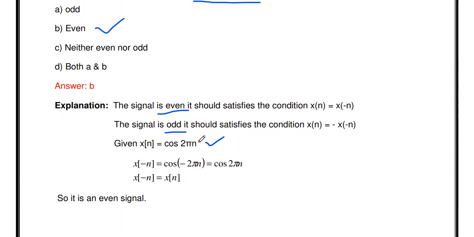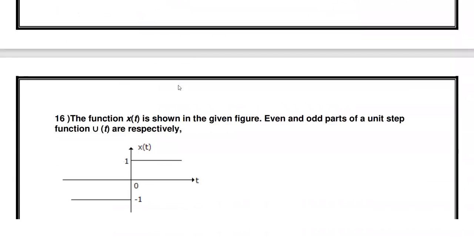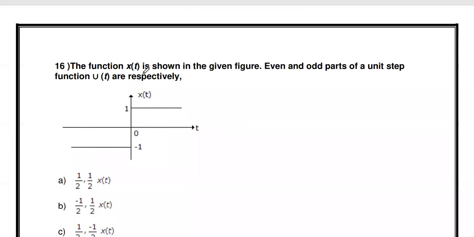So you replace n by minus n. So cos of minus 2 pi n. What is cos of minus theta? It's cos theta. So we will get x of n and x of minus n both equal. That's why the given signal is an even signal. So cos 2 pi n is an even signal. Similarly, cos pi t, cos 2 pi t, a continuous cosine signal, is also an even function.